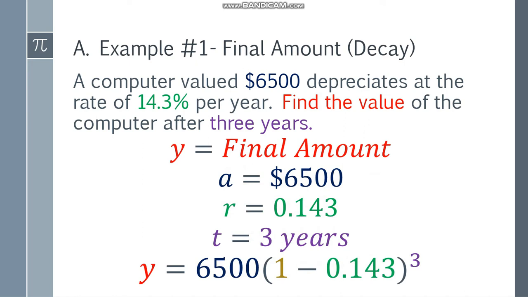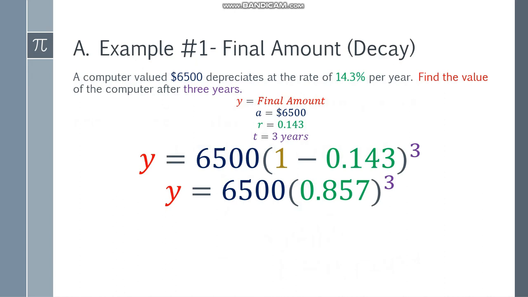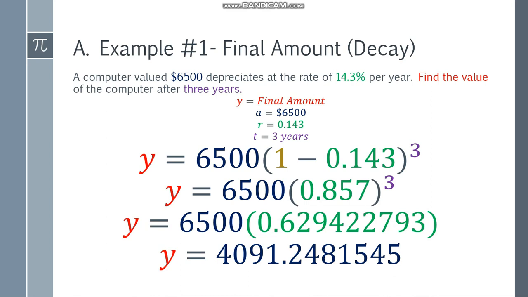So, color-coded naman siya. Kita nyo kung saan nanggaling yung mga values. Next one, simplify it. 1 minus 0.143, that will be 0.857. So, kunin mo yung next one, i-cube mo siya. Cube mo muna siya, 0.857 to the third power. It will be times 6,500. So, kinomplete ko muna. As much as possible, huwag ka muna mag-round up pag nasa kalagitnaan ka ng computation. So, multiply mo siya. y is equal to 4,091.2481545.